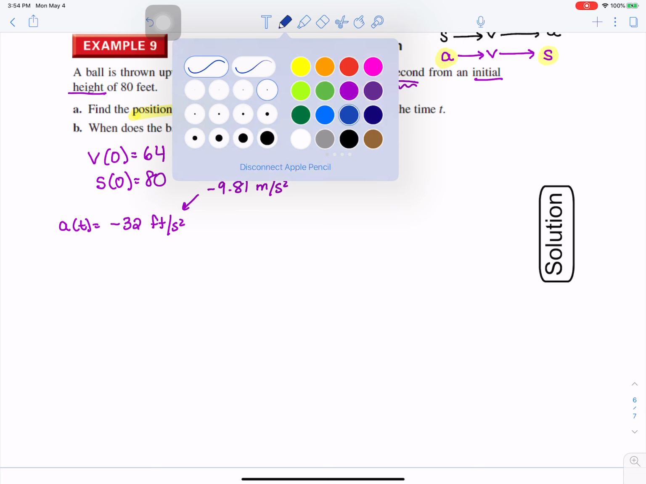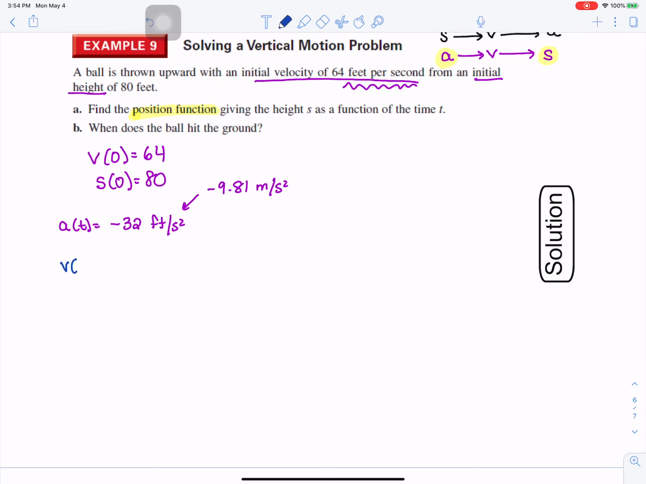So I want to do an antiderivative of this function to be able to get my velocity. So how do I do an antiderivative? Well, what's the antiderivative of negative 32? There's no variable there, so I just throw the variable in, minus 32t. The derivative of minus 32t is minus 32 plus an arbitrary constant. So my velocity is negative 32t plus c.